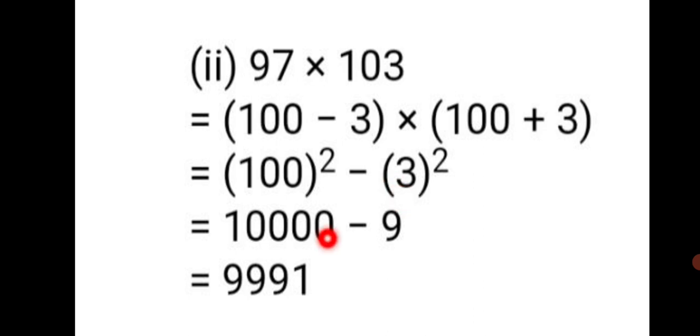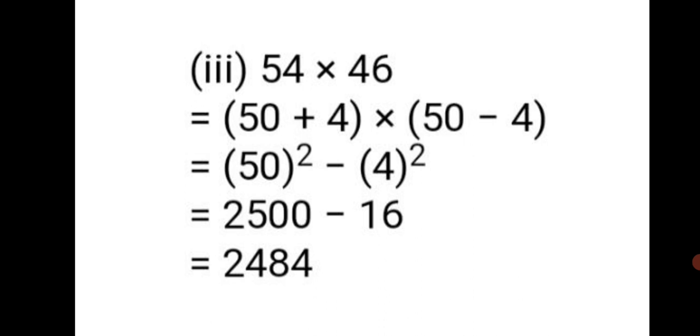100 square is 10,000, 3 square is 9. So 10,000 minus 9. We write the minus sign as it is between them. 10,000 minus 9 gives you equal to 9,991. So this way using the formula we have solved the question number 2. 97 into 103 is equal to 9,991.